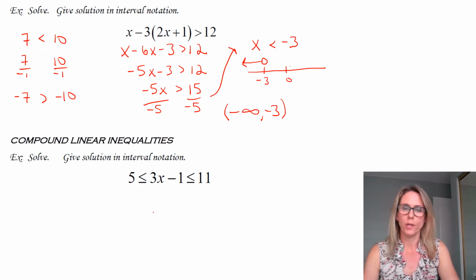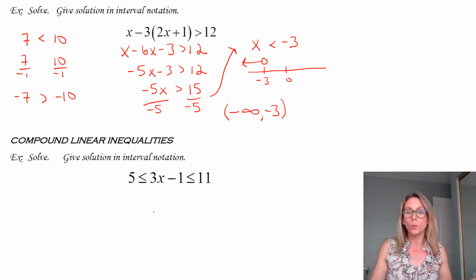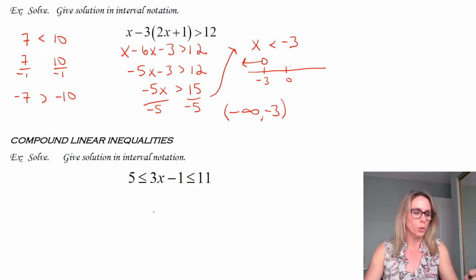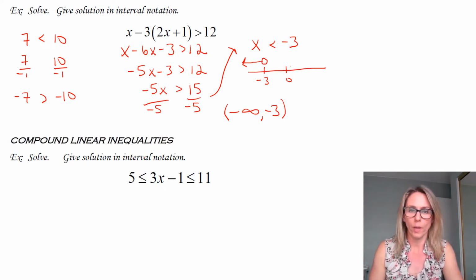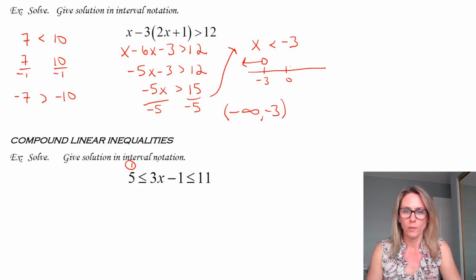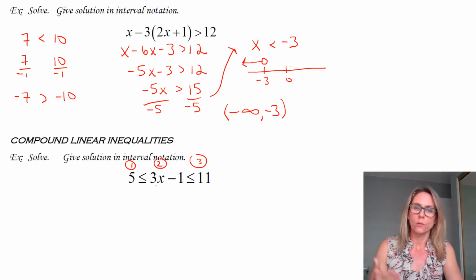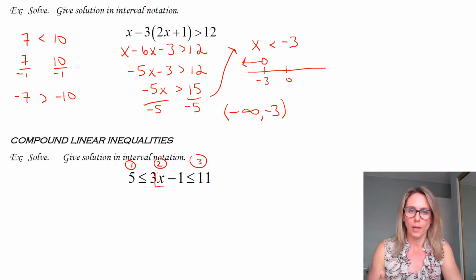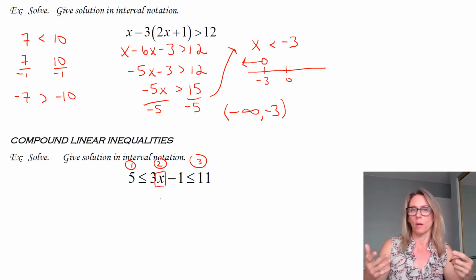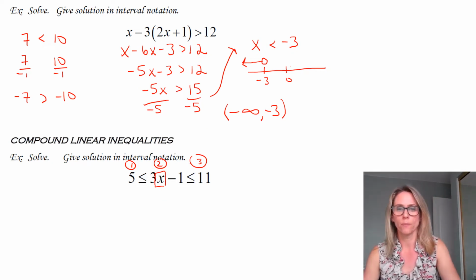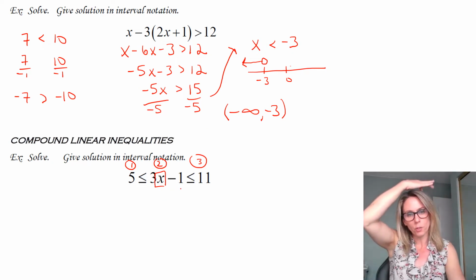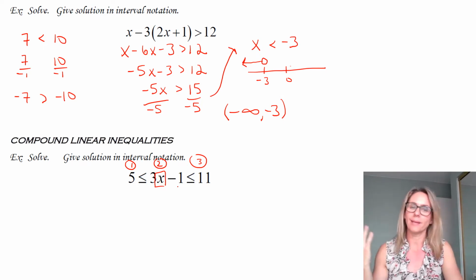For compound linear inequalities, just notice this has 2 inequalities in it. And so we can look at this as kind of 3 pieces. We have our first piece here, we have our second piece here, we have our third piece here. We're still trying to isolate this x. We still want x to be by itself, arguably in the middle of this set of inequalities here. So there's a couple different ways you can do this. You can create 2 inequalities.